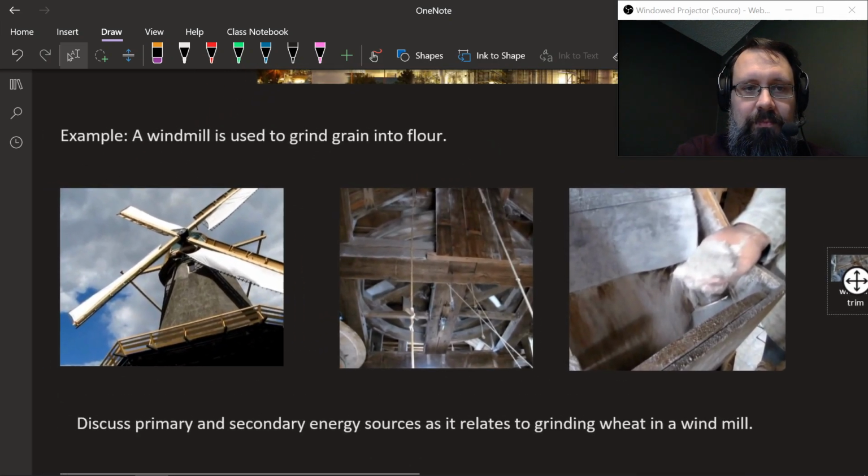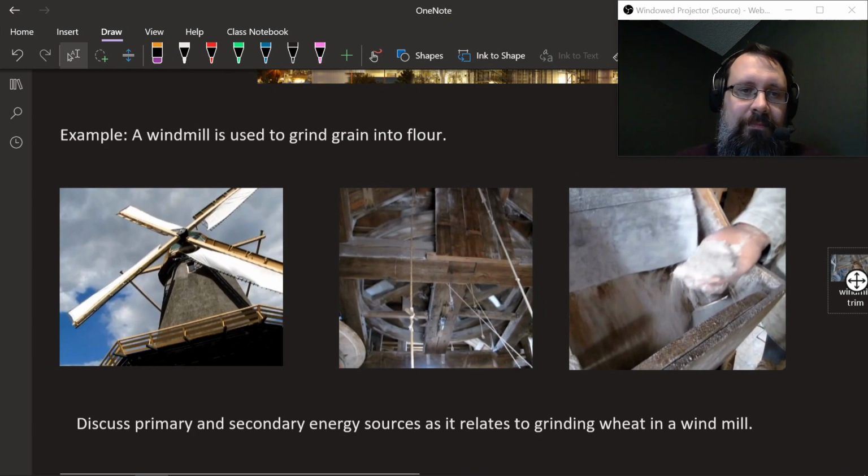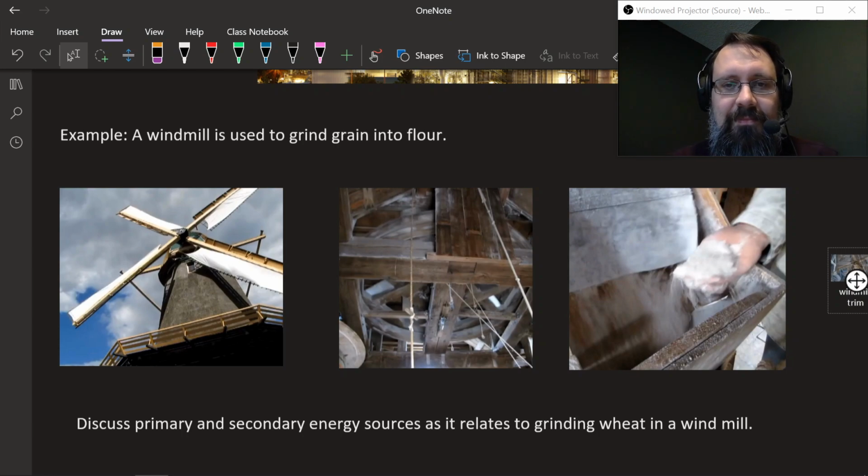So I think it starts with the wind being the primary source. Okay, so the wind is the primary source, which transfers into the mechanical energy inside of the windmill, which turns the wheel, which allows the wheat to be ground down, not flour, wheat, and then to be used.